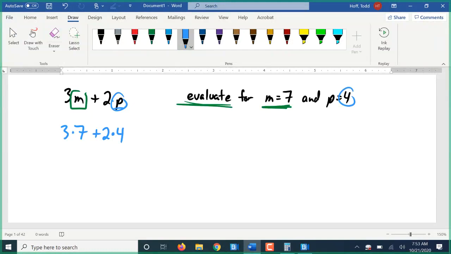Once we have replaced the variables with the numbers that are given for them, this is now just an order of operations problem. We first do the 3 times 7 is 21. Then we do the 2 times 4 is 8. And 21 plus 8 is 29.